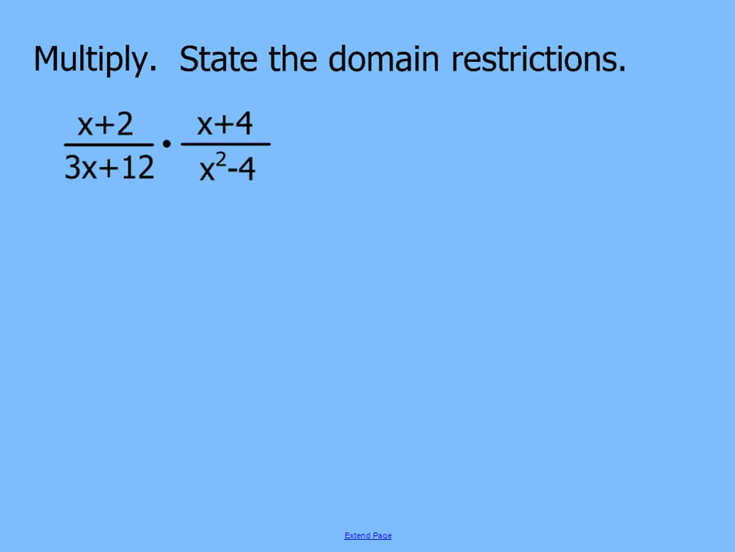If you have a problem that looks more like this, your first step is to factor everything that you can possibly factor. So I can't do anything with this one or this one. They're already factored as far as they can go. On this one, I can factor out a 3, and that would leave me with x plus 4. So this one has now been factored. This one, x squared minus 4, is going to factor into x plus 2 and x minus 2.